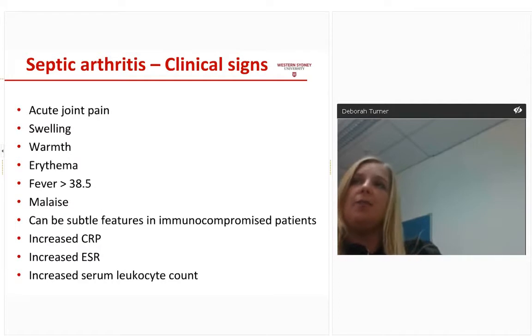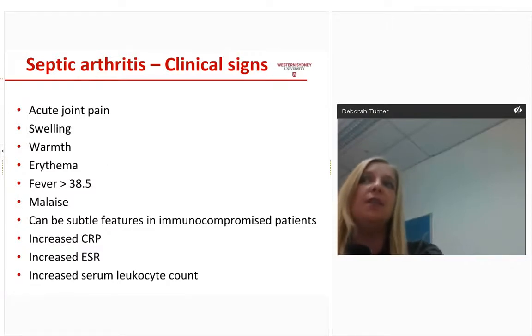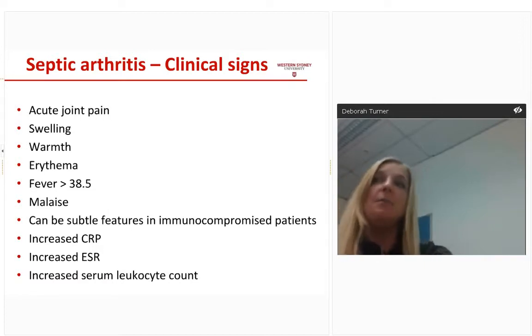But what we've got to recognise is that in those patients who are most at risk of this, the features that I've just mentioned can be quite subtle in immunocompromised patients. Generally, there would be an increase in their CRP and ESR, but we've got to consider that in patients with an inflammatory joint disease, it may well be raised because of the presence of the inflammatory joint disease.